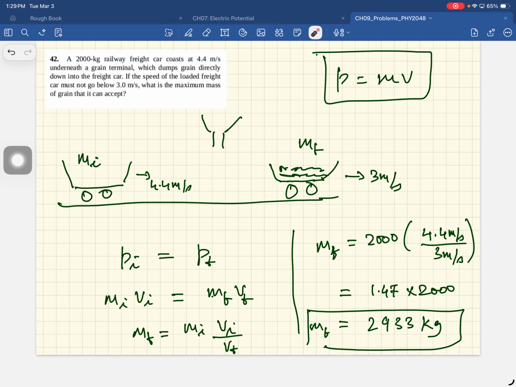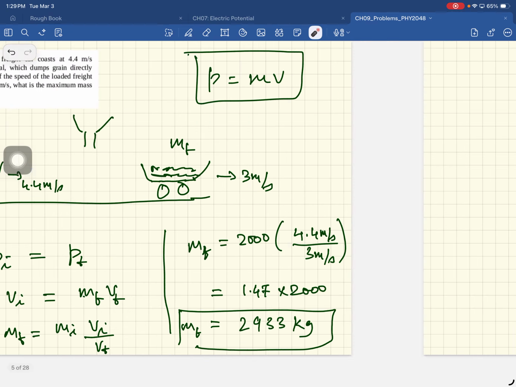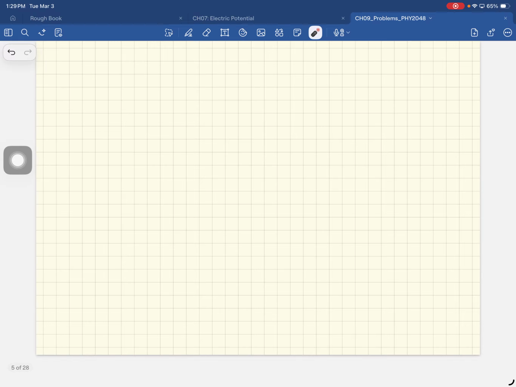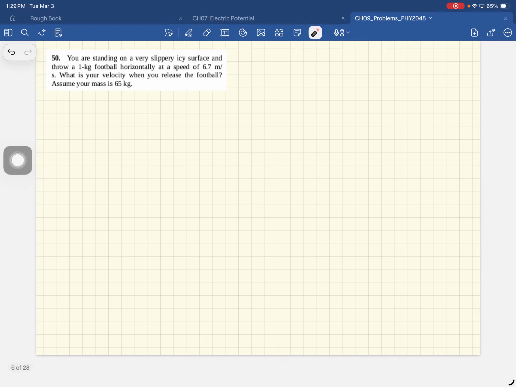Okay, so here's a slightly complicated problem. You launch a projectile and it will go on a parabolic trajectory. At the top of its trajectory, its y component of velocity is 0, so all it has is a horizontal component. Okay?